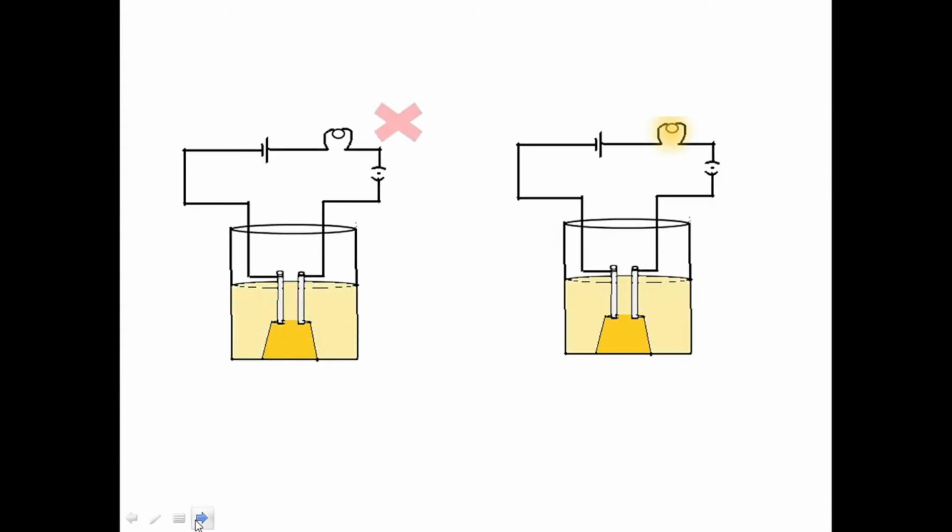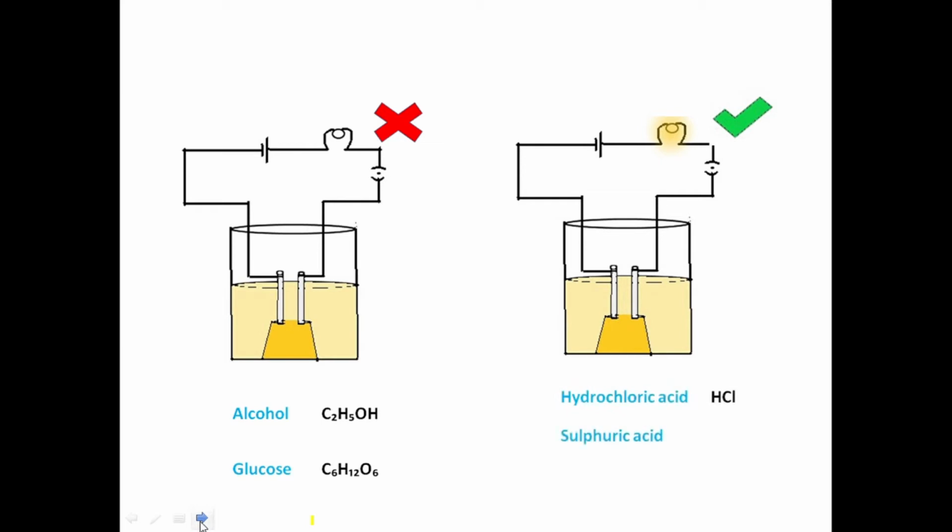We found out that some entities don't conduct electricity and some do. The entities which do not conduct electricity are alcohol, which has the formula C2H5OH, and glucose, which has the formula C6H12O6. Then the entities which do conduct electricity are hydrochloric acid with the formula HCl, sulfuric acid with the formula H2SO4, then vinegar with the formula CH3COOH.